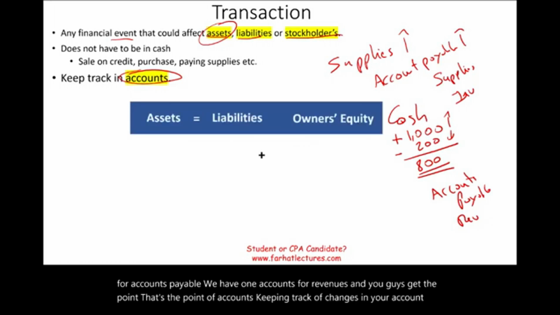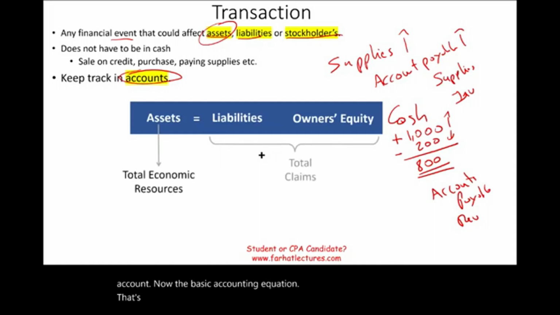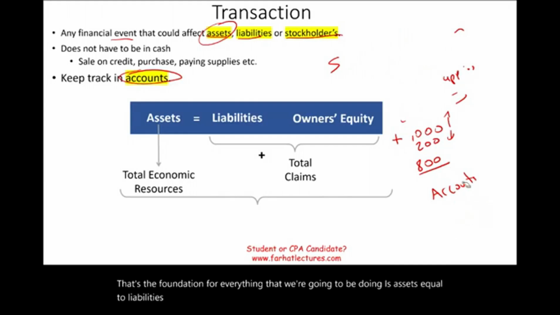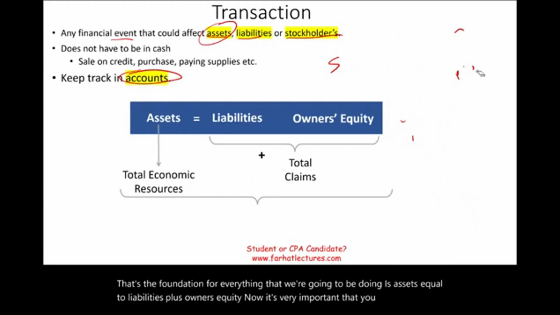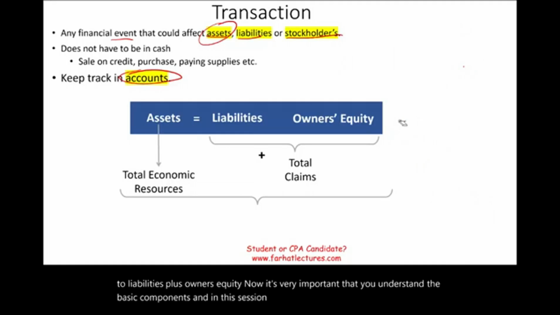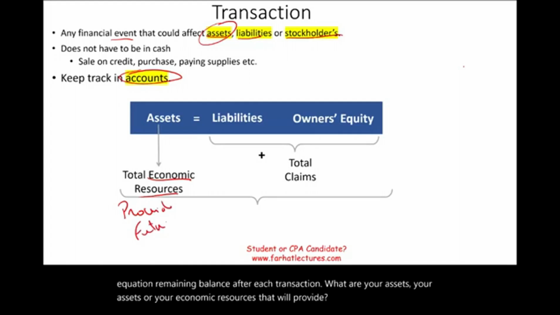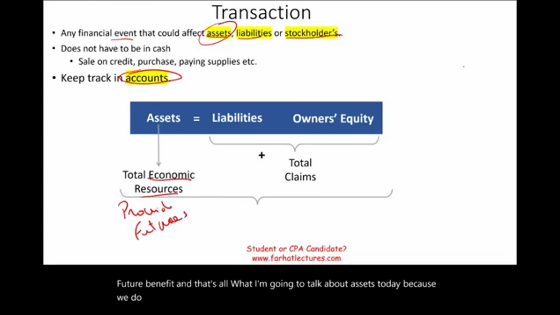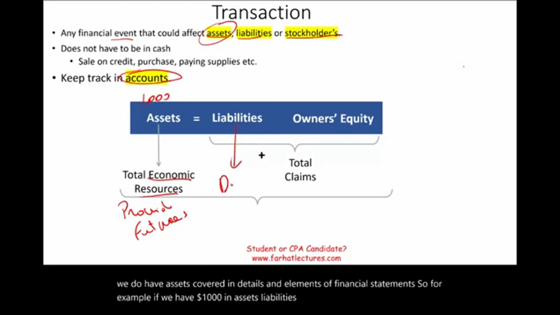Now, the basic accounting equation, that's the foundation for everything that we're going to be doing, is assets equal to liabilities plus owner's equity. Now, it's very important that you understand the basic components, and in this session, I will show you how this equation remains in balance after each transaction. What are your assets? Your assets are your economic resources that will provide future benefit. And that's all I'm going to talk about assets today, because we do have assets covered in detail in elements of financial statements. So for example, if we have $1,000 in assets, liabilities are simply debt, obligation.